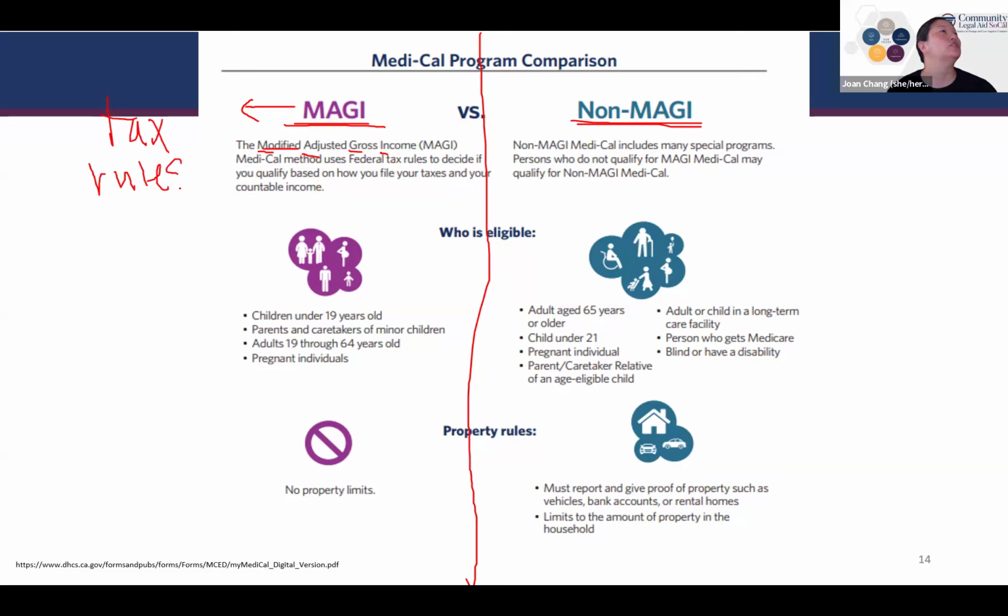I hope y'all can read that. Can you guys read that? Tax rules? Okay, I'll do my best. I'm doing it on my mouse here.